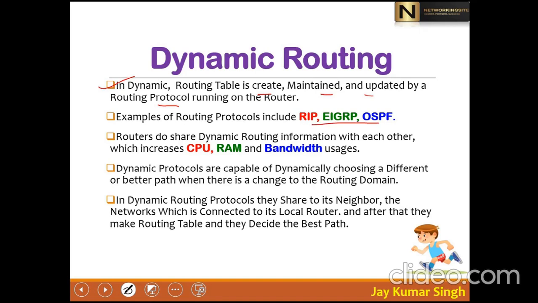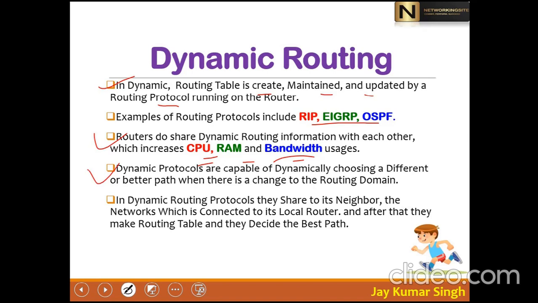RIP, EIGRP, and OSPF. Now, when a router works with a dynamic routing protocol, CPU, RAM, and bandwidth utilization are involved because they exchange messages between neighbors. Static routes do not negotiate or send messages between neighbors frequently. But dynamic routing protocols always send hello messages, and different types of messages depending on the packet type. That's why they utilize the bandwidth of the link, and there will be CPU and RAM utilization also.